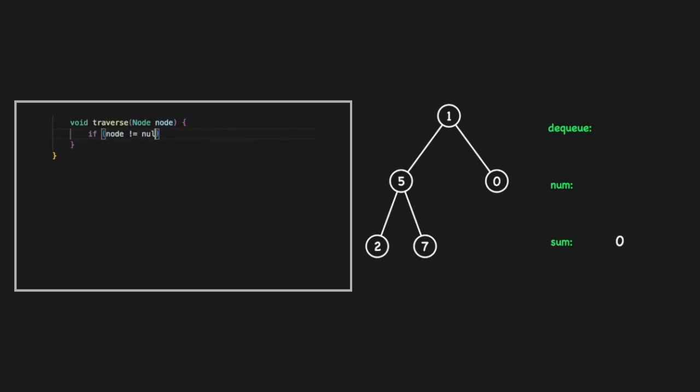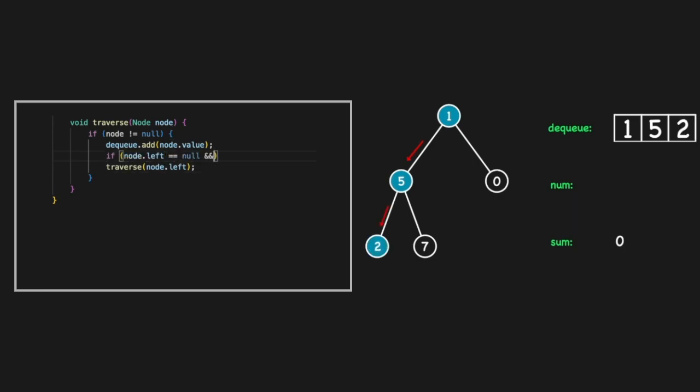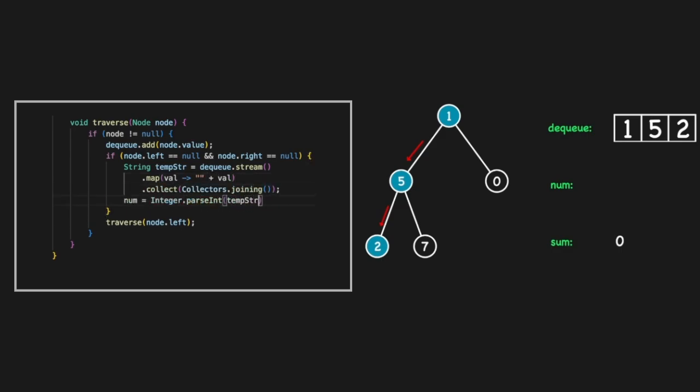If the node is not null, we add it to the queue. Next, we recursively call traverse on its left child, and now we are at the 5 node. We add 5 to the queue and call traverse on its left child, which is the 2 node. 2 is a leaf node because both its pointers are null, so we'll convert the queue into a number and add it to the sum. Finally, we'll backtrack by removing the last value from the queue and returning.